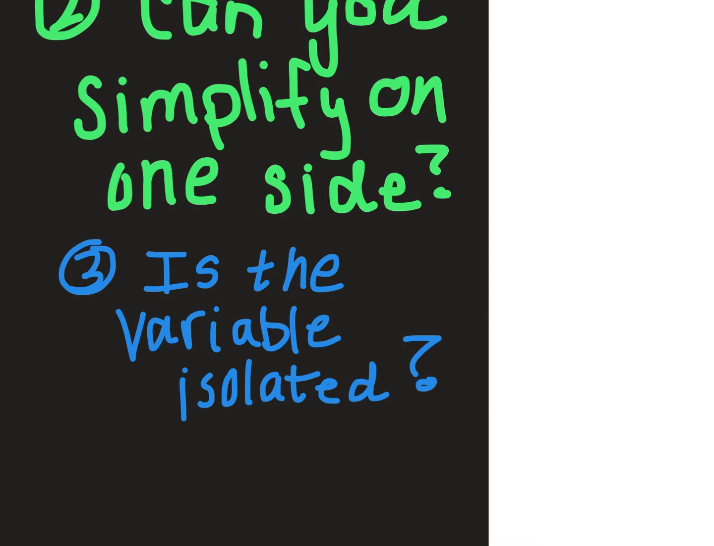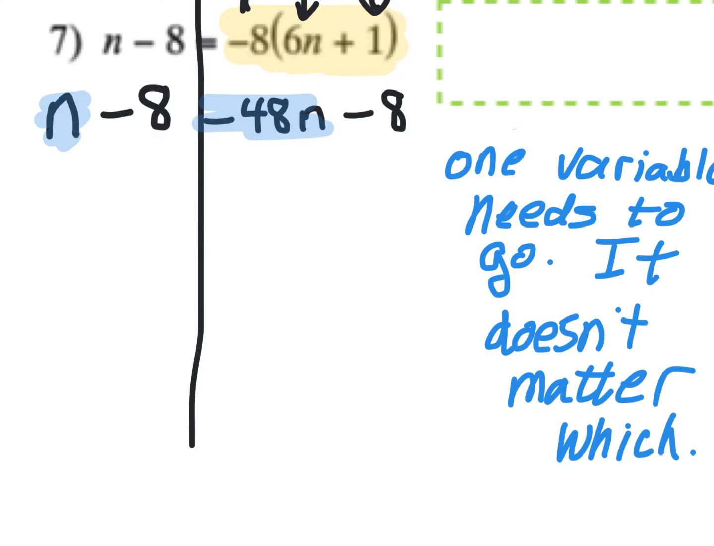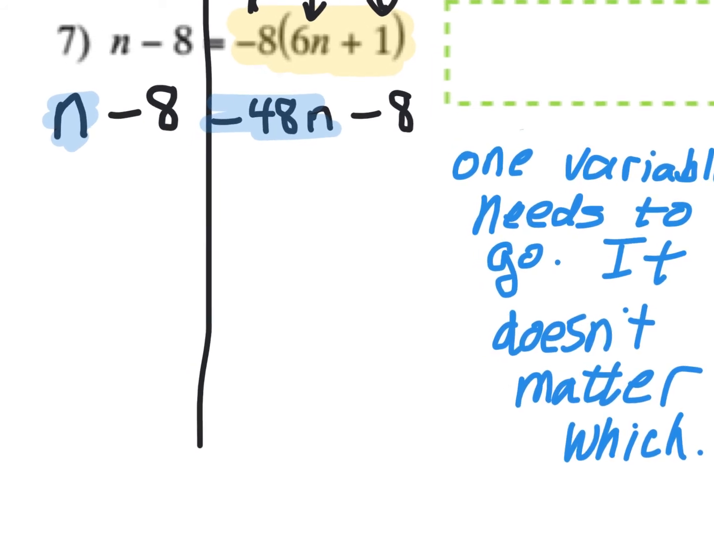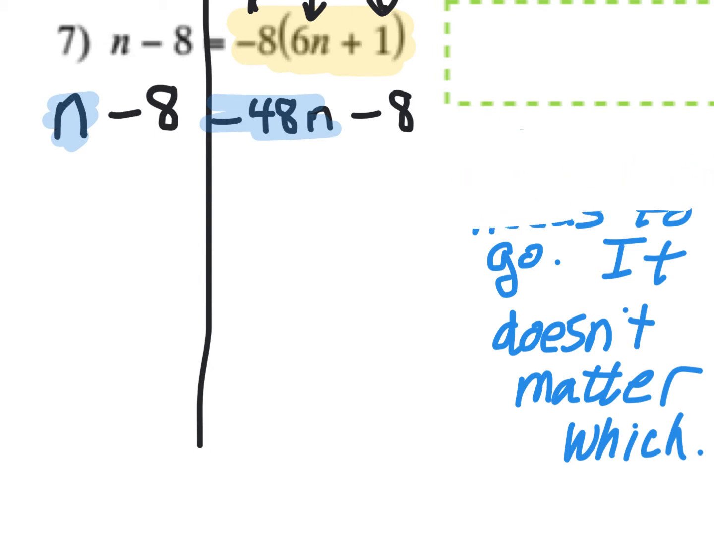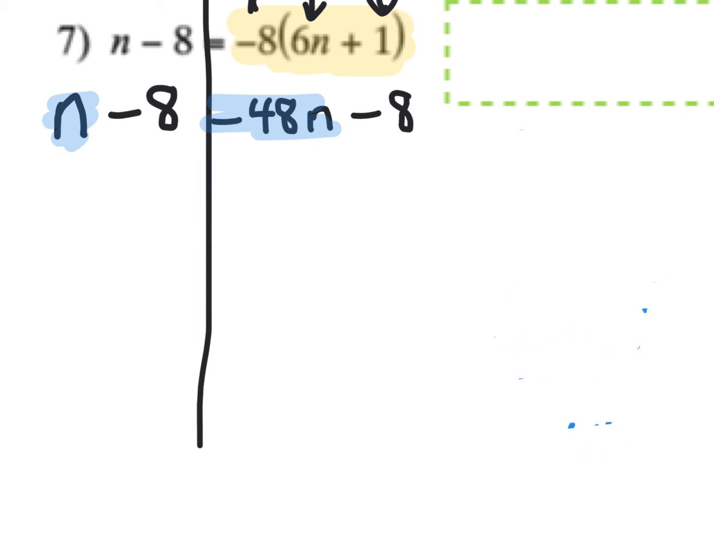The main idea for every equation: is the variable isolated? And notice that it just says the word variable, which means that you should just have one variable when you're finished. So one of these variables is going to need to go, but it really doesn't matter which one. I personally always get rid of a bigger negative if I have them, because I have a tendency to really mess up with my negatives, or at least I did when I was your age in school. So because of that reason, I am going to cancel out that -48n.